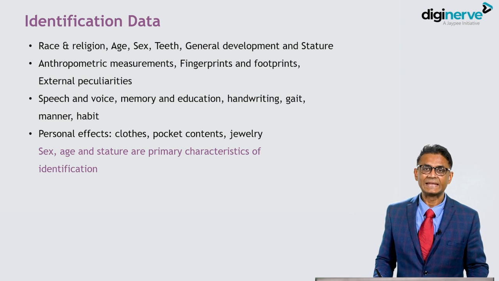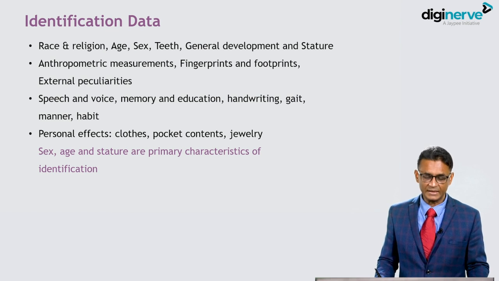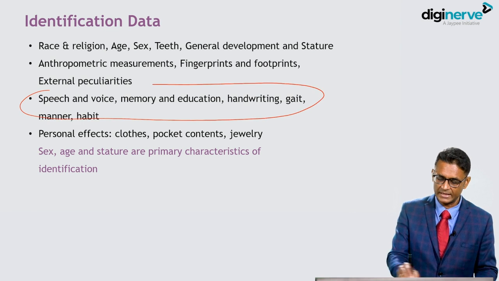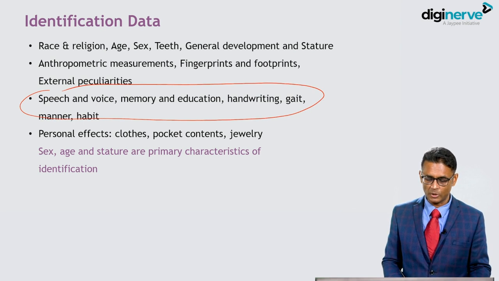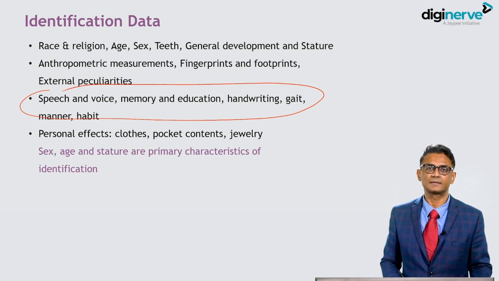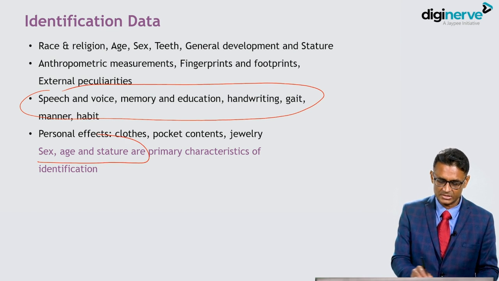Now what is the identification data? Race and religion, age, sex, teeth, general development and stature, anthropometric measurements, fingerprints, footprints and any external peculiarities, speech and voice, memory and education, handwriting, gait, manner and habit. Speech, voice, memory, education, handwriting, gait, manner are possible only in a living person. Personal effects like clothes, pocket contents, jewelry. Sex, age and stature are said to be the primary characteristics of identification.